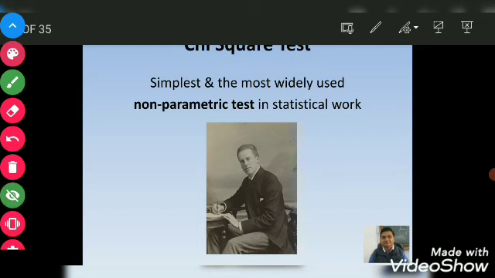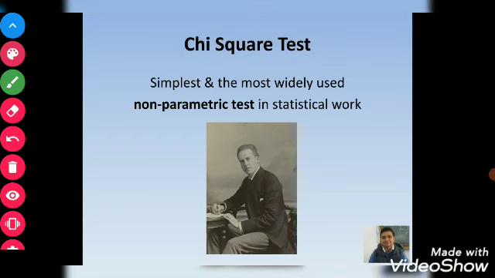So the chi-square test is the simplest and most widely used non-parametric test in statistical work. So this is the major non-parametric test, and it was discovered by Karl Pearson.